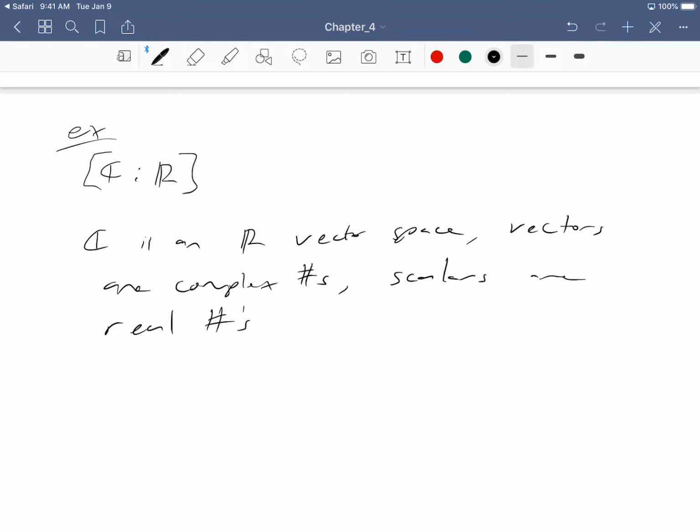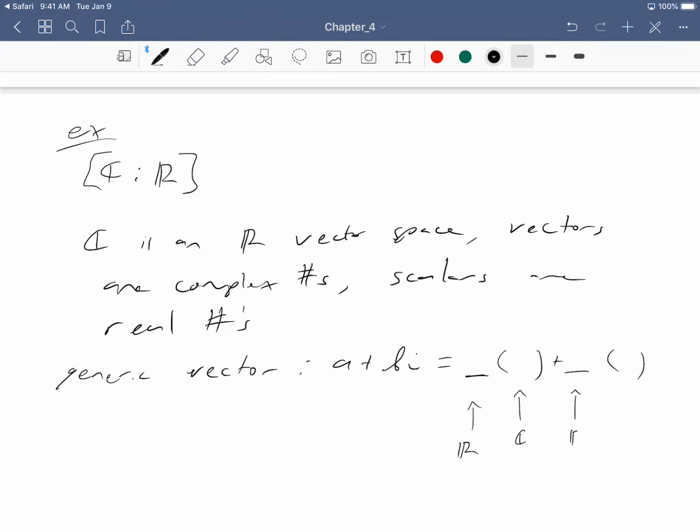And what this meant was, if we were thinking about a basis, a generic vector is of the form a plus bi. And we wanted to think about a basis as I want scalars times vectors. Those scalars are supposed to be real numbers, and the vectors are supposed to be complex numbers.